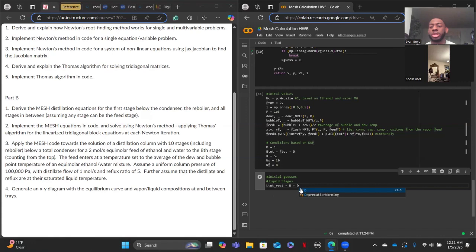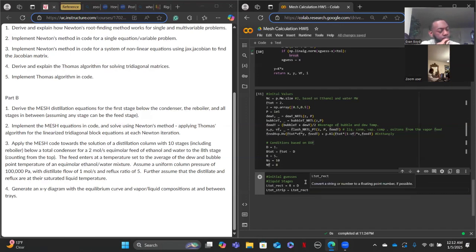Yeah, so it's our reflux plus our distillate. Okay. And then our L total for the stripping section. This is equal to, I'm trying to remember. So it's also the feed coming down. So it's the liquid total already coming down from the rectifying section.